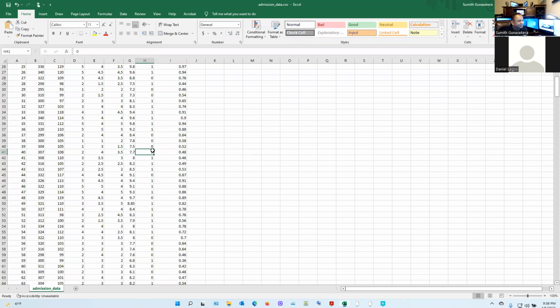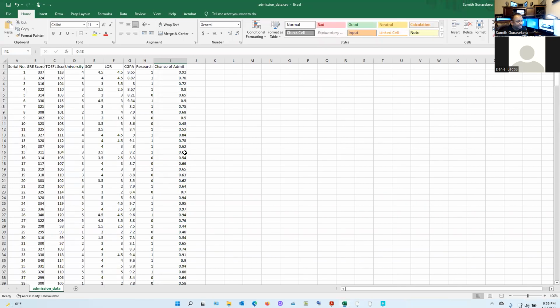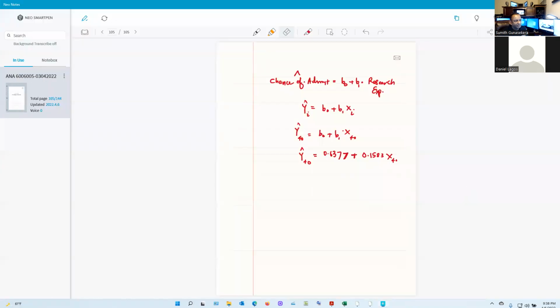So the research is 0, but we don't read that one. His real value is 0.48. See, this is the real value. This is y, it's not y hat. Go to the 41st person, y hat. I'm looking for y hat. I know that one. That's the one I'm trying to calculate.